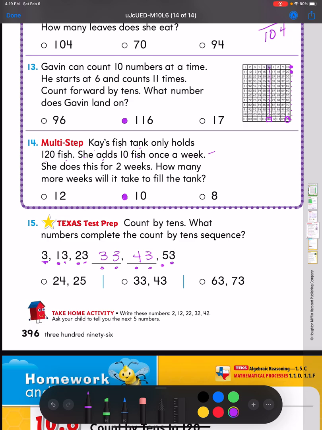So we went from 3, 13, 23, 33, 43, 53. 1's place stays the same. 10's place increases by 1 each time because we are doing 10 more each time. So these are the two numbers that I filled in.